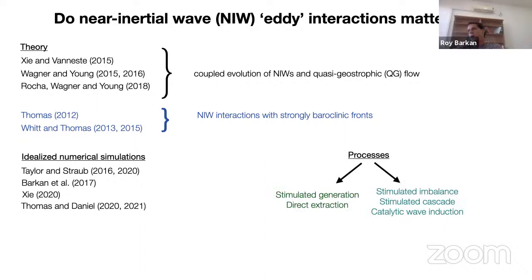Oh, there it is. There have been largely two processes that have been discussed. One is probably related to stimulated generation or direct extraction, as it's called in the literature, where near-inertial waves extract energy directly from the mesoscale geostrophic eddies. The other process has been given names such as stimulated imbalance, stimulated cascade, or catalytic wave induction, where basically the externally forced near-inertial waves affect the turbulent energy cascades and thereby the general energetics of the geostrophic eddies.